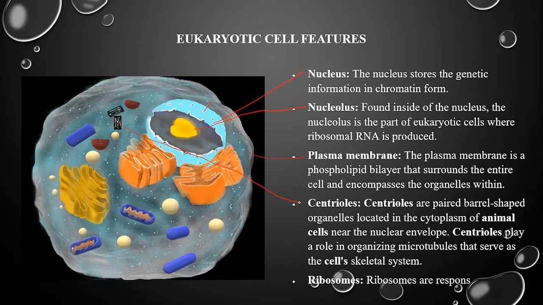Next, ribosome. Ribosomes are responsible for protein synthesis. You can see small dotted round structures, which have a very important role and are responsible for the synthesis or production of protein, which can lead to many other processes, transcription and translation and post-translation events also.